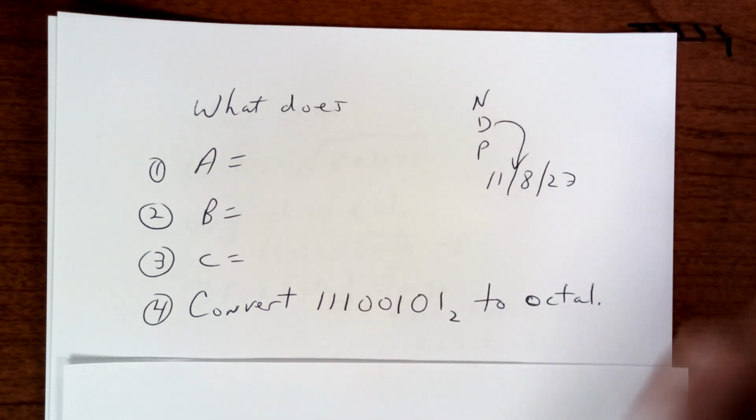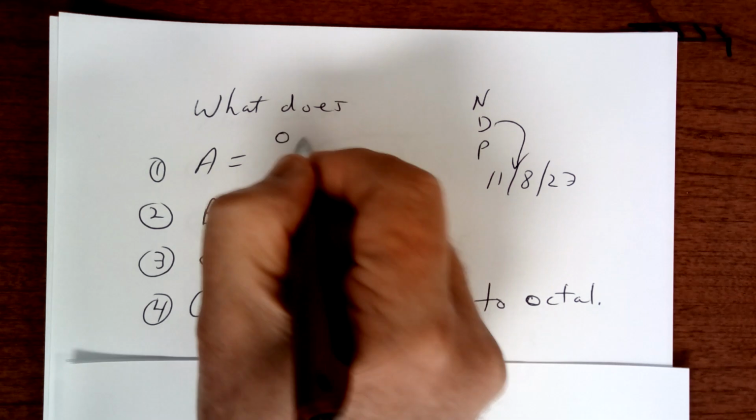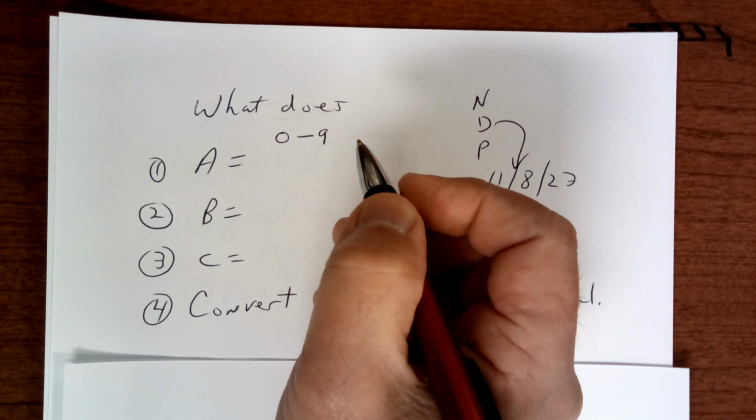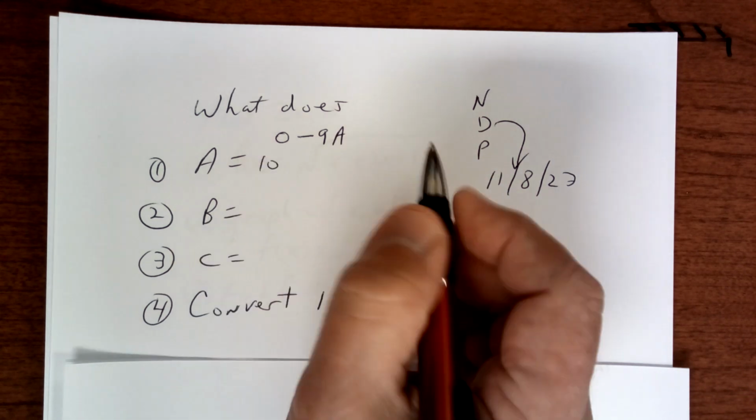Okay, so let's take a look. What does A mean? Well, from 0 to 9, you use those numbers. And then A is 10, 11, and 12.